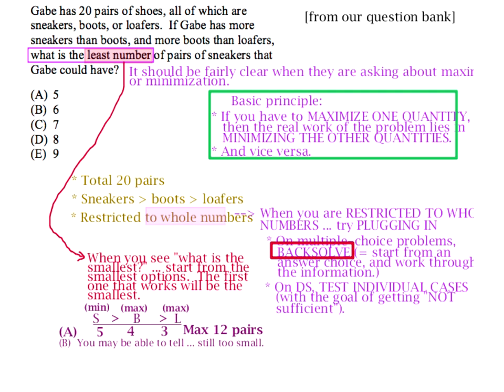If we try choice C, then that's 7 pairs of sneakers, which means the most number of boots would be 6 pairs, and the most number of loafers would be 5 pairs. So this is a max of 18 pairs. Still not good enough. At this point, you may also notice the pattern that you're increasing the total pairs by 3 every time. If you see that, then you're done. But if not, you just don't waste your time. 8 pairs of sneakers means 7 pairs of boots, which means 6 pairs of loafers. And so that means you can get a maximum of 21 pairs.